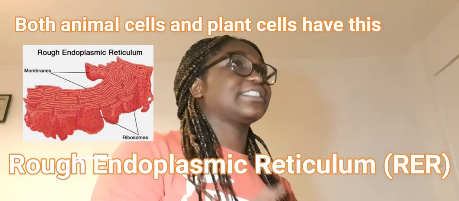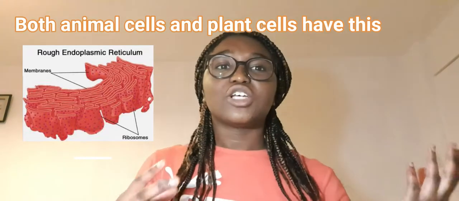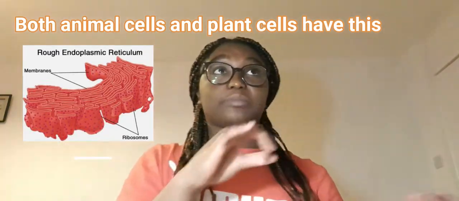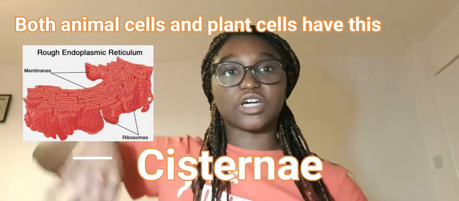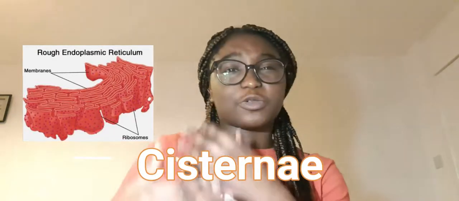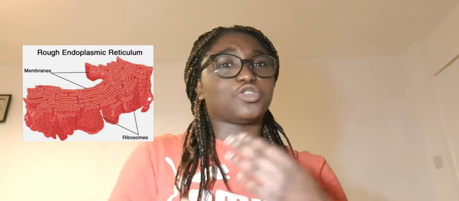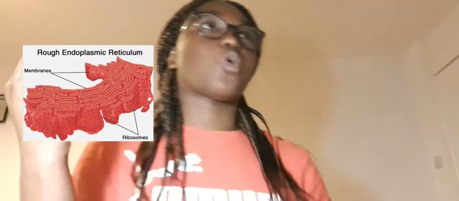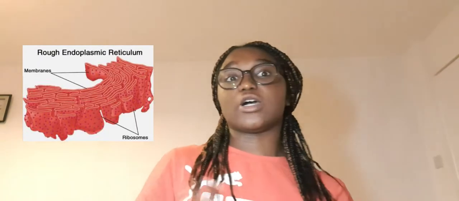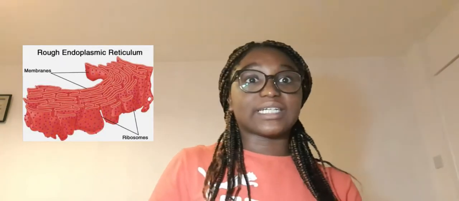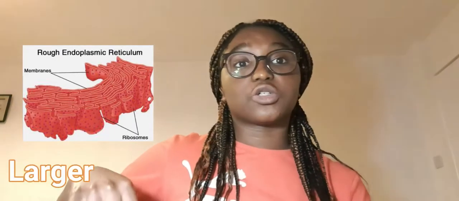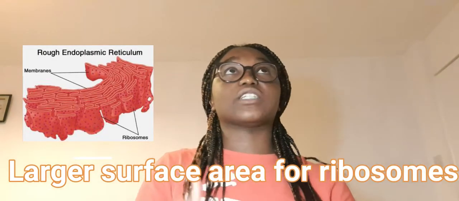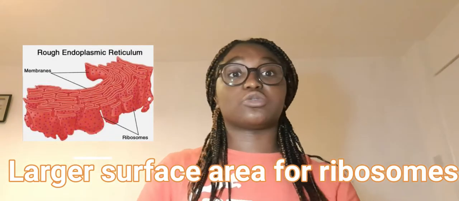We also have the rough endoplasmic reticulum, which is also known as the RER, and this is an intracellular transport system. The RER has lots of cisternae, which are fluid-filled cavities, and they are used to transport substances from one area to another. The key thing about the RER is that it contains ribosomes along its surfaces, and that provides a larger surface area for the ribosomes.